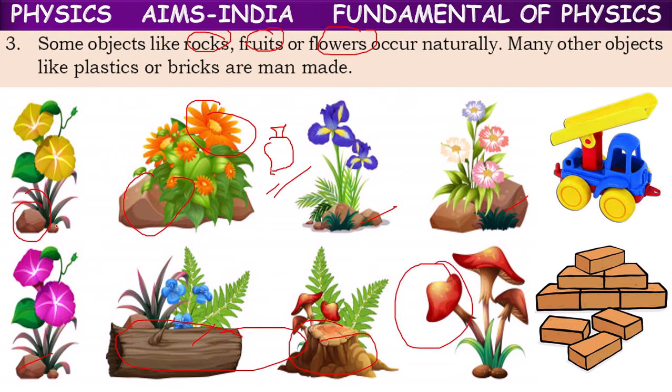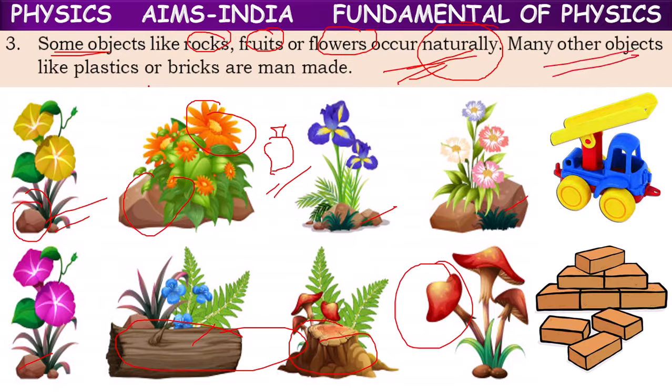Like this, some kinds of objects like rocks, fruits, flowers, we observe in nature. They occur naturally. They are natural objects. They are not made by man. Some of the objects we observe in our daily life are not made by man. They are occurring naturally, formed in nature by themselves. Nobody has created them.